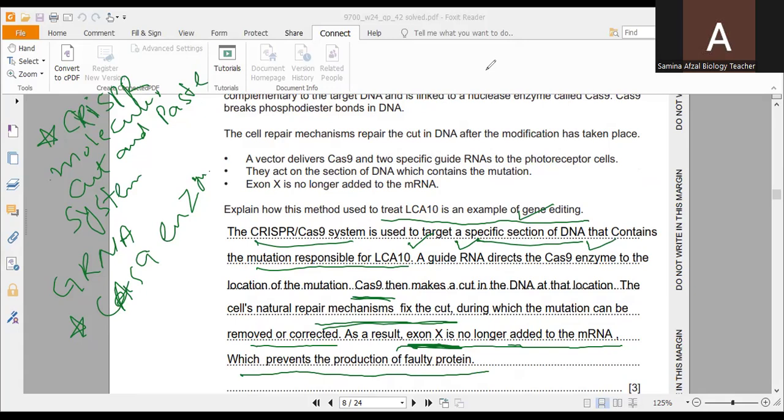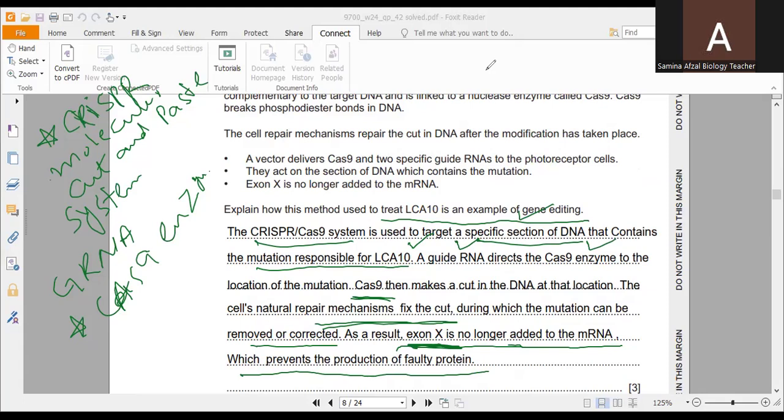So in this way, exon X is no longer added to the messenger RNA, while it does not explicitly mention the intron based on the previous image. All this would allow for the production of a functional CEP290 protein. So this is an example of gene editing.